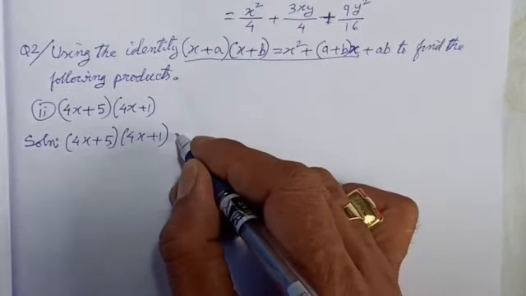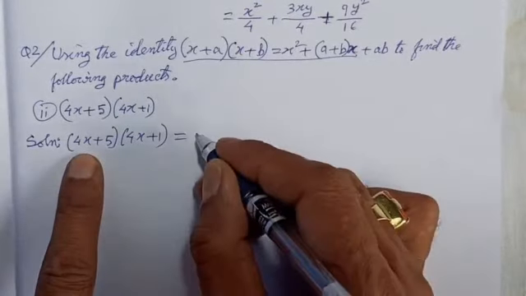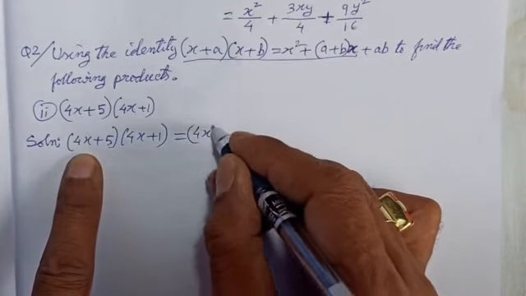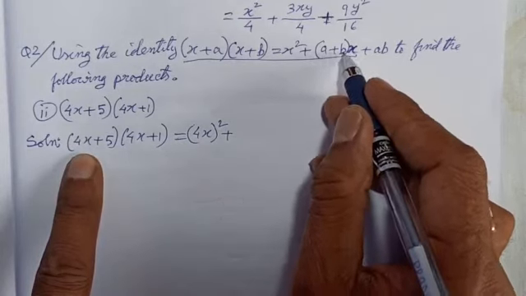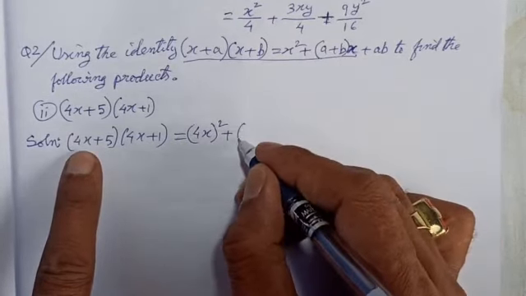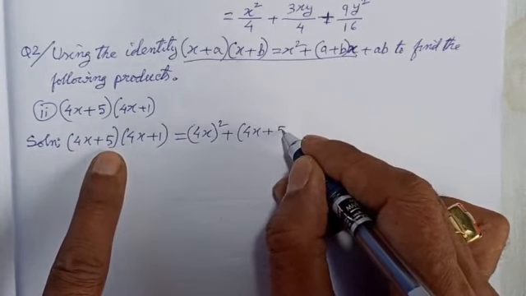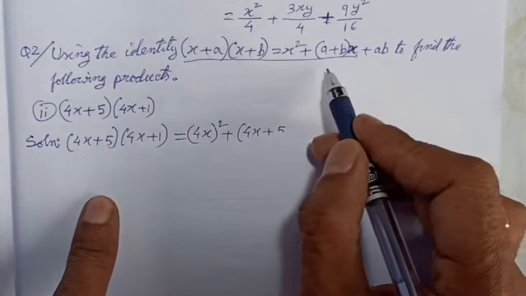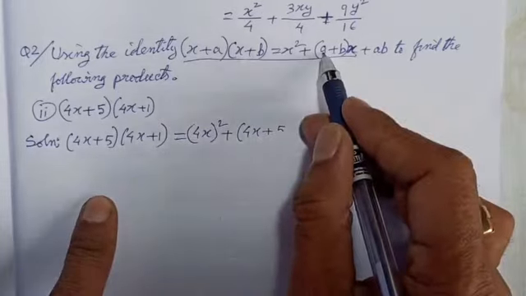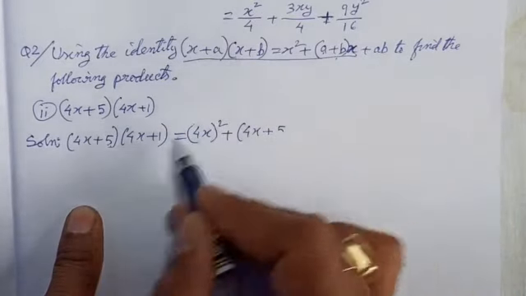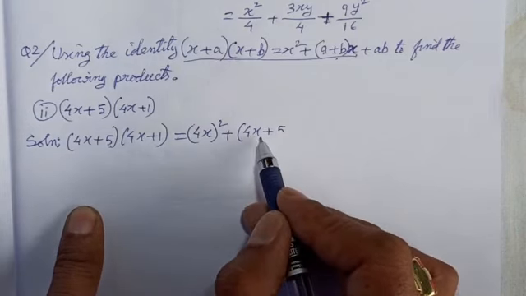Now let's try. So here is x squared. So here is 4x. (4x) whole square plus (a + b). So 4x is the x, and here a is this, b is this. So this a means here 5 and b means here 1. This is a, this is b. So this must be 5 plus 1.